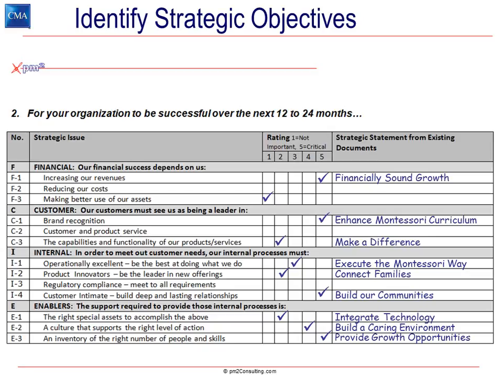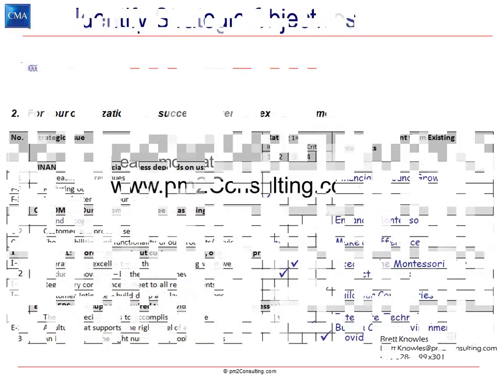When possible, you want to extract these from existing documents so that you avoid conflict in a new strategic planning process, but rather focus on what has already been agreed to historically in the organization.